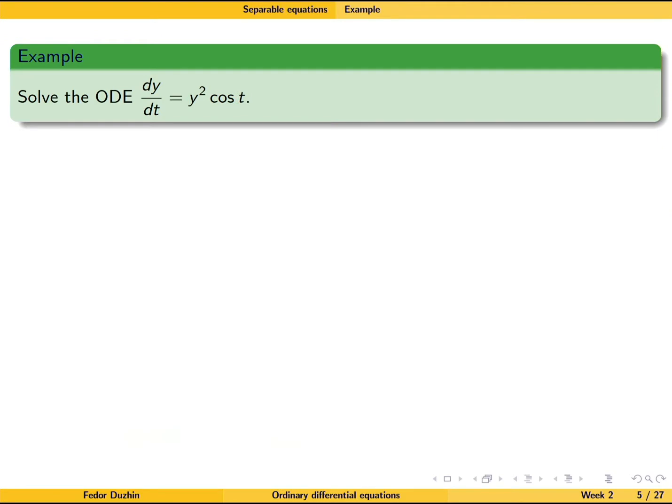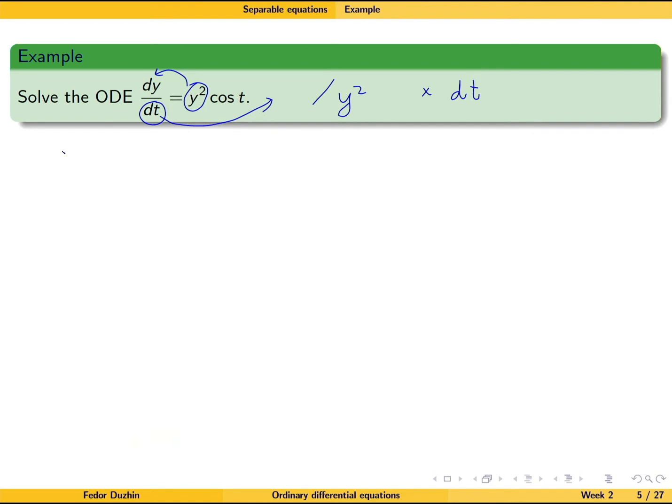How do we solve a separable differential equation? Let me go through an example first, because it is best explained on an example. As the name suggests, in order to solve a separable differential equation, you need to separate it. How do we separate it? We move everything with the dependent variable to the left and everything with the independent variable to the right. In other words, we need to divide our differential equation by y squared, so y squared is moved to the left. And then we need to multiply our differential equation by dt, and then dt is moved to the right.